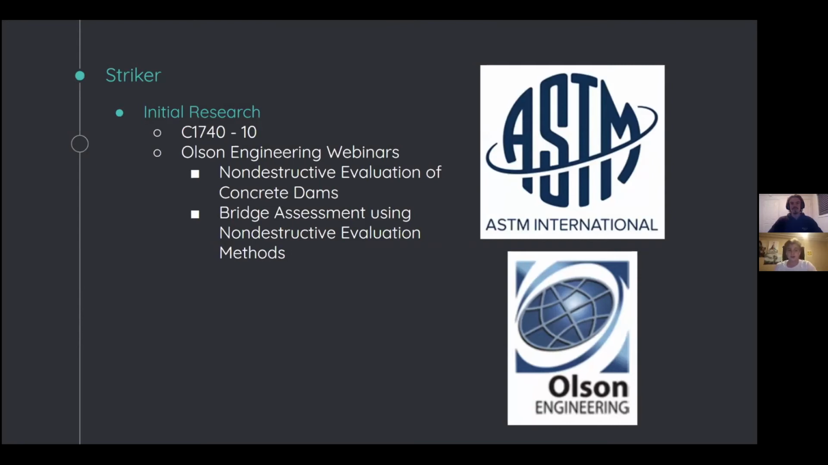Two primary sources were utilized to help us identify the proper impact force and set up the parameters for our striker. The first source is a set of standards from the impulse response test on concrete plates released by ASTM International. The second extremely useful source involved a series of webinars released by Olson Engineering. Within these two sources, we were able to identify a force range of 13,000 to 20,000 newtons for our striker and an impact time of at most 3 milliseconds.